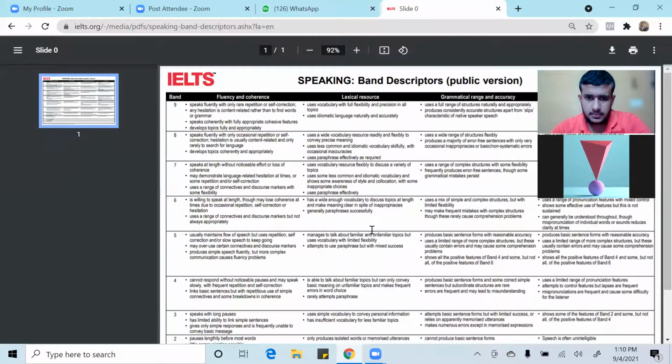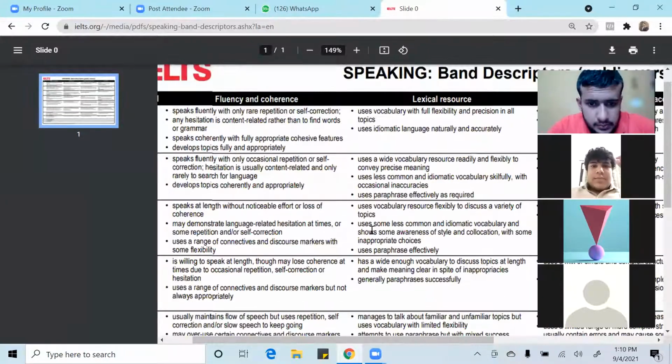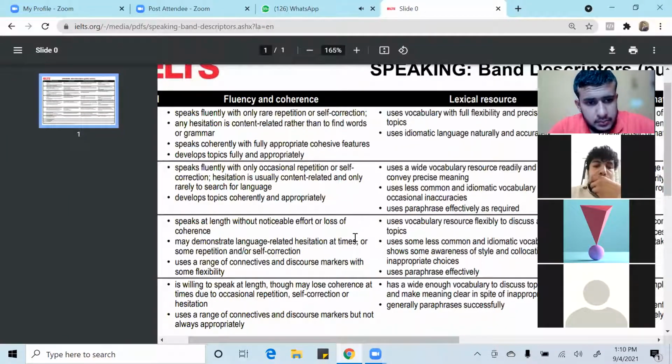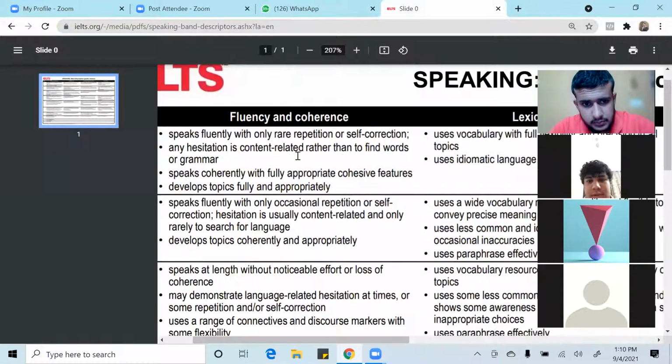So this is a band descriptor. It tells how your speaking test would be evaluated. Let's look at each of these aspects and understand the speaking part of the IELTS test. Vardhan, can you read this? Fluency and coherence. Can you read these 4 bullet points here? Yes, sir.